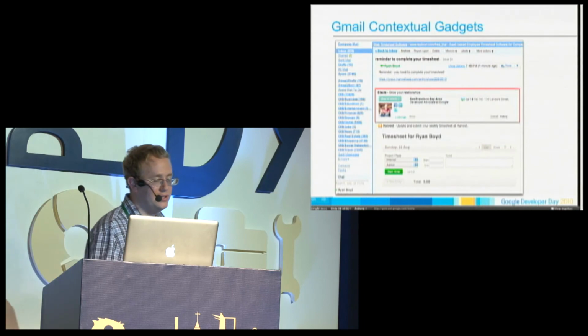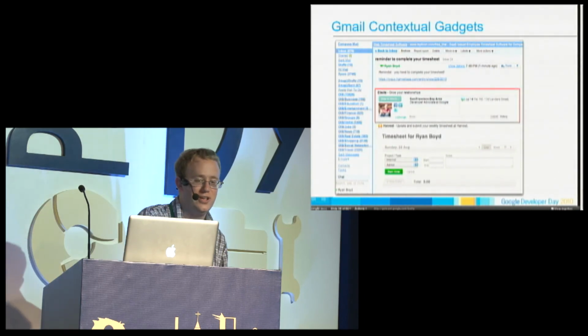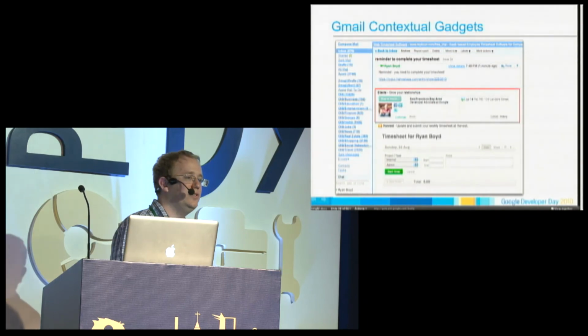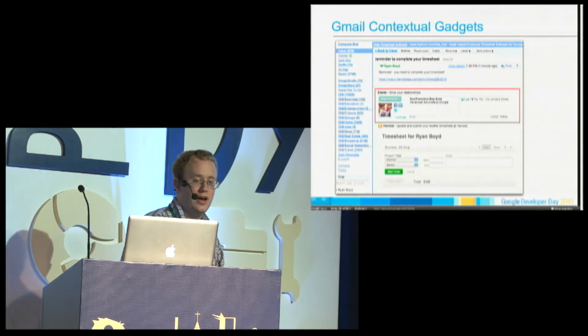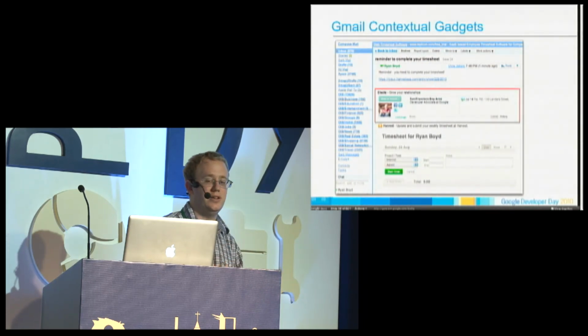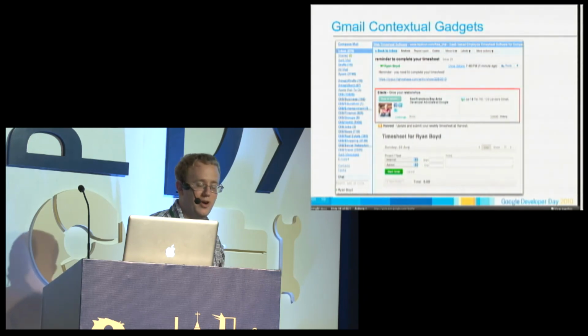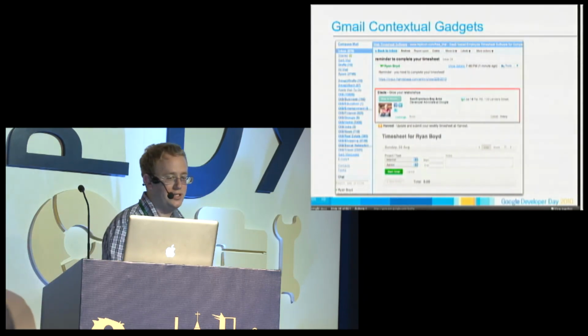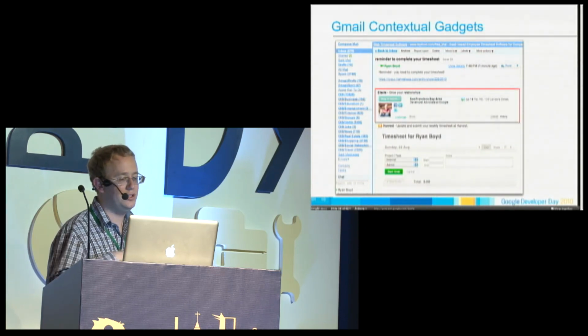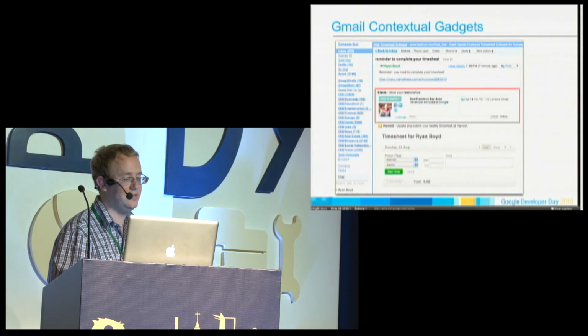Gmail contextual gadgets are perhaps my favorite feature that's launched, so I saved it for close to the end here. Gmail contextual gadgets allow you to display a gadget from your application below an email based off the context of that email. So you can look at the email and say, this email is from a guy named Ryan Boyd, and this first gadget here looks Ryan Boyd up in the social networks and finds my picture, my Facebook profile, my LinkedIn profile, my Twitter profile, as well as previous messages that I've sent.